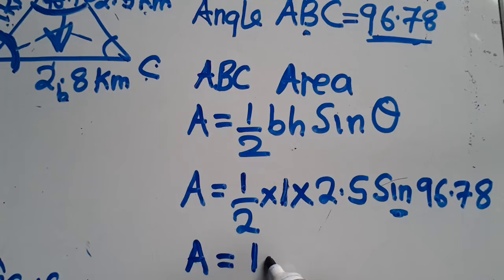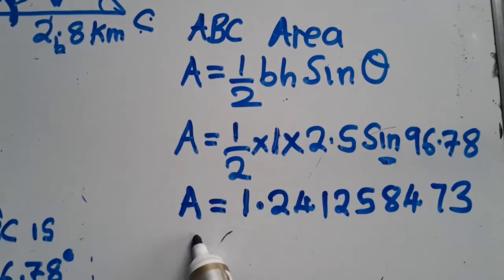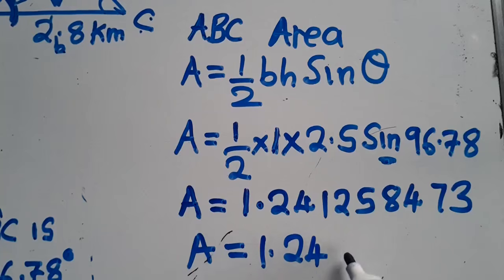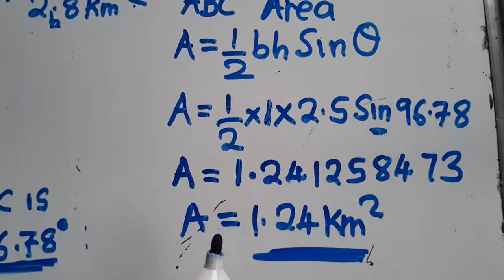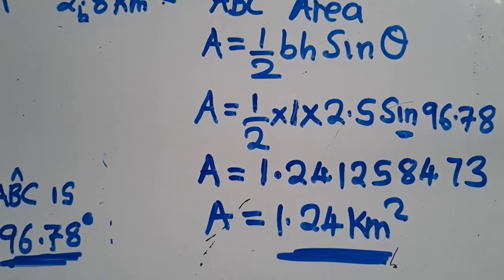The answer is 1.241258473 like that. So you write these to two decimal places where you say this is now equal to 1.24 kilometers. We are using kilometers, so don't forget a square. So you've answered this question. This is how you need to answer it. These are simple procedures that you need to follow, so let's make sure we understand this clearly.